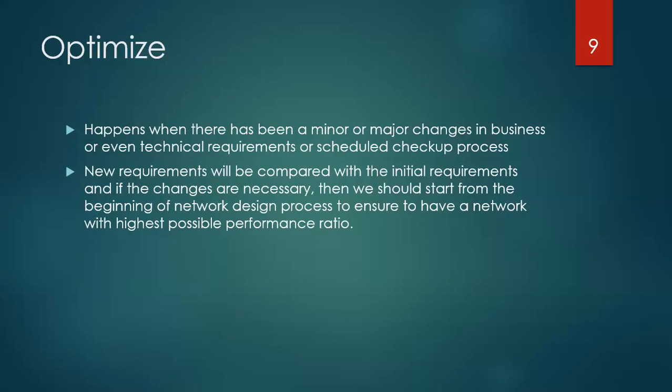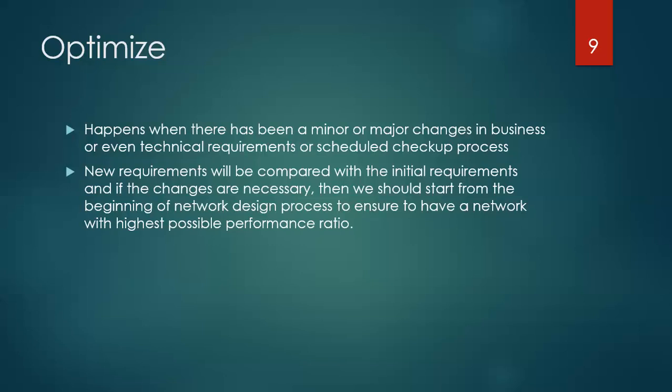In the optimization phase, which is the latest stage in our network design process, it happens when there have been minor or major changes in a business or even a technical requirement, or a scheduled checkup process. As I said, if we need to make major changes in our network, we will find that in the optimization phase. In this stage, we will find that our network needs to be changed.